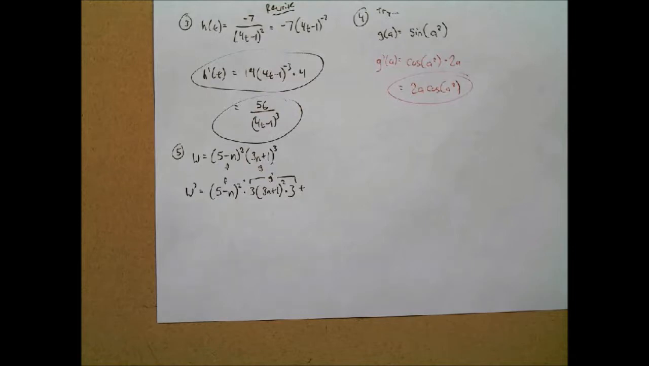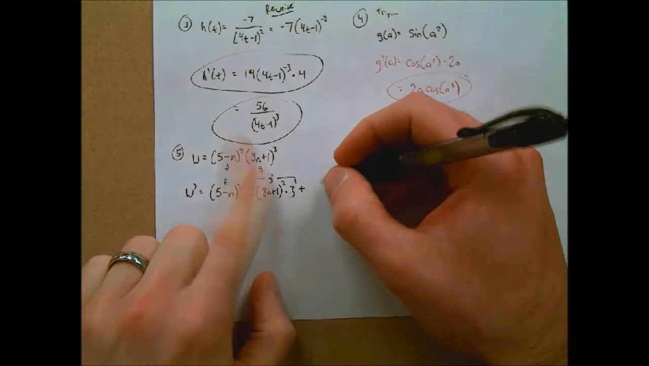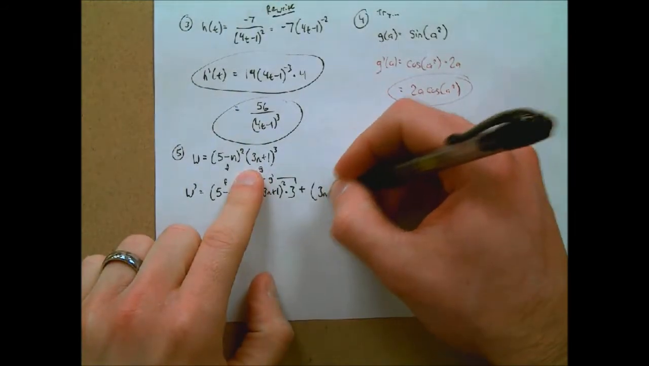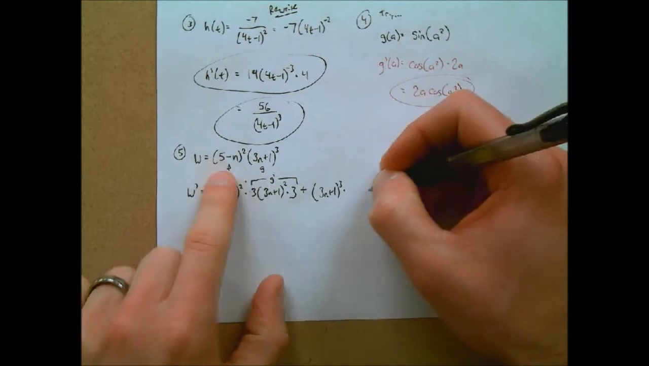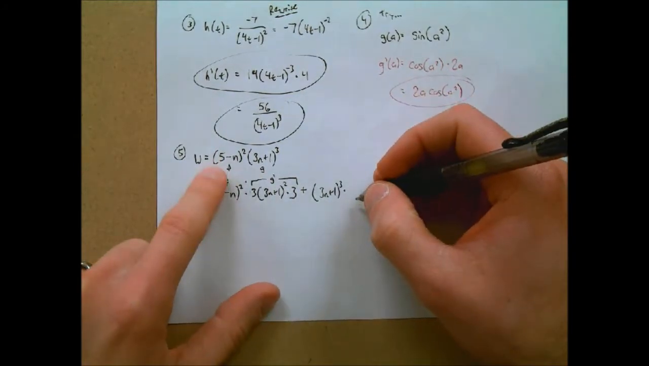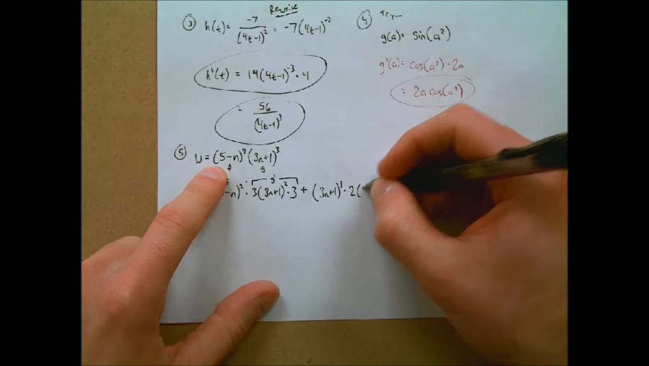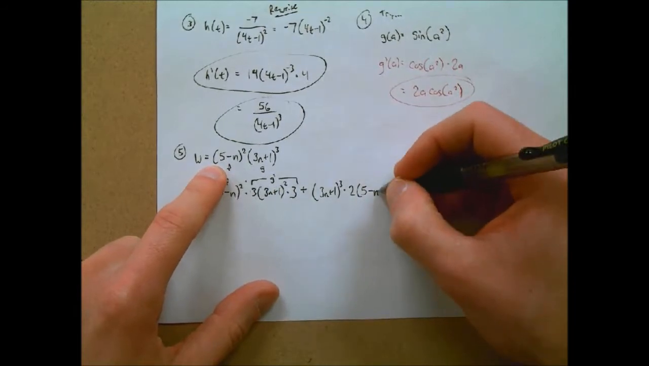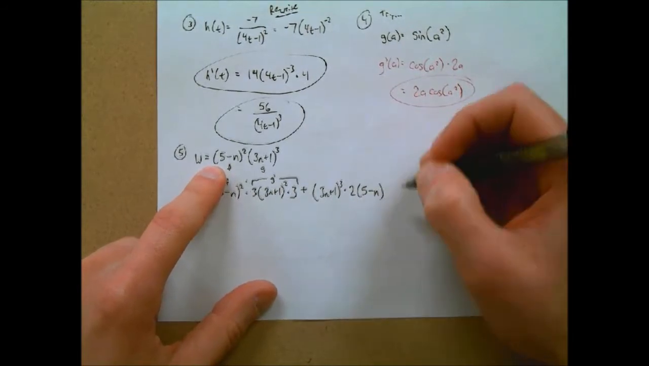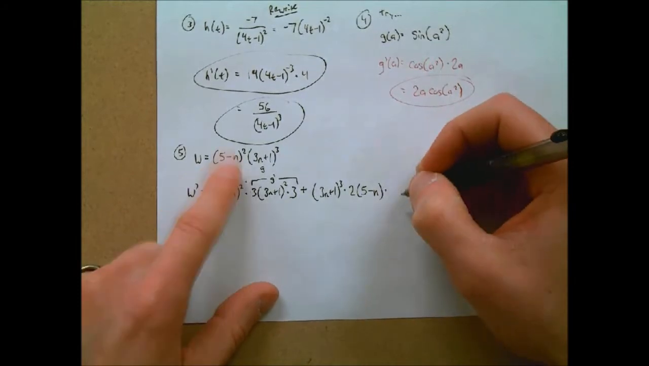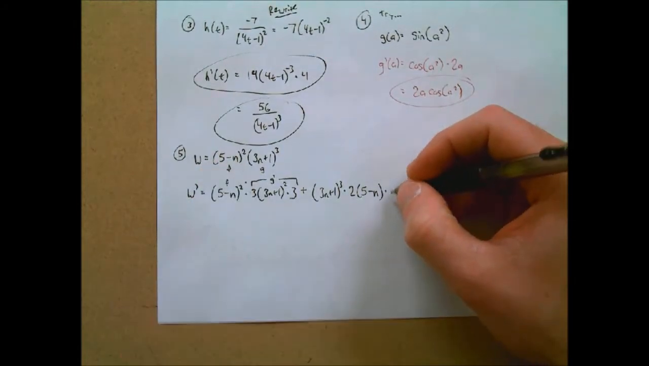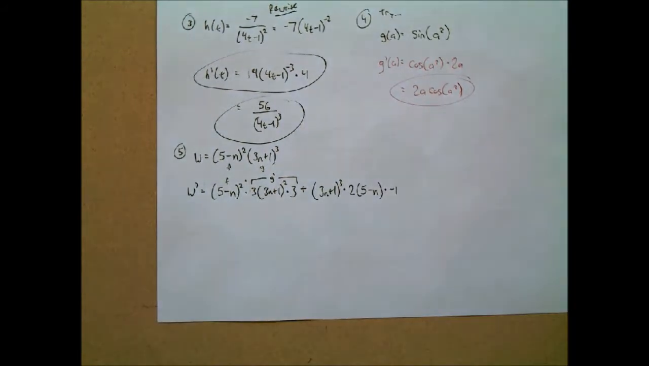Okay? Plus then, now we'll do the second thing here, the 3n plus 1 to the third, times the derivative of the first thing. So what's the derivative of this first thing going to be? It's going to be 2 times 5 minus n to the 1, or just leave it alone, times what? What's the derivative of what's inside here? Negative 1. And there's the derivative. That's it. Is that it? That is it. You can multiply it out if you want to, simplify it some if you want to.